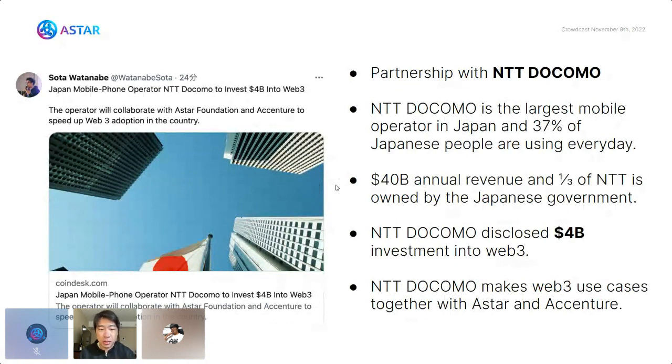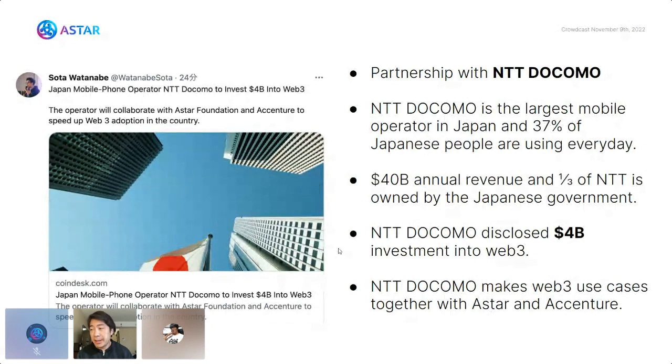37% of the whole population, which is very big. They also have 40 billion annual revenue. The parent company, NTT, is the fourth largest company in Japan, and one third of its stock is owned by the Japanese government. Two days ago, NTT Docomo disclosed that they are going to invest $4 billion into Web3 in the upcoming 5 years. We are working really closely with NTT Docomo and helping them make the best decision on how to use the 4 billion. NTT Docomo makes Web3 use cases together with Astar Foundation and Accenture.